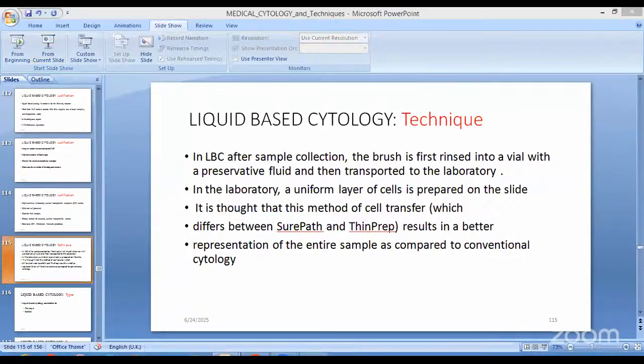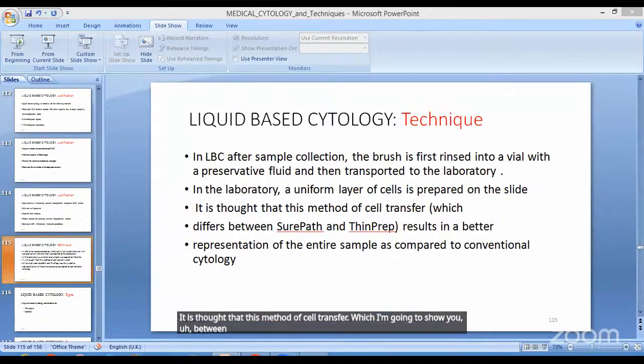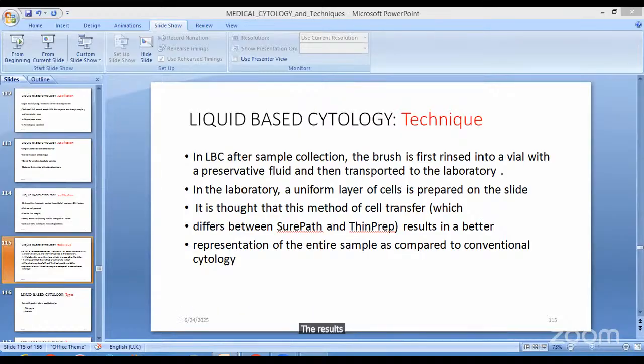In liquid-based cytology, after sample collection, the brush is first removed into a vial with a preservative and then transported to the laboratory. In the laboratory, a uniform layer of cells is prepared on the slide. It is thought that this method of cell transfer, which I'm going to show you between the two types of LBC techniques, SurePath and ThinPrep, results in a better representation of the entire sample as compared to conventional PAP.